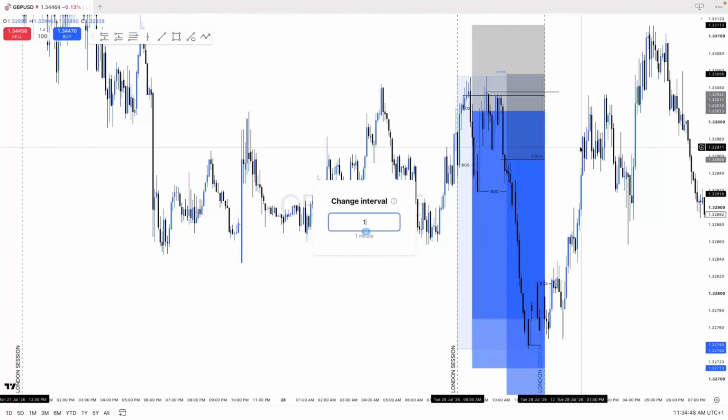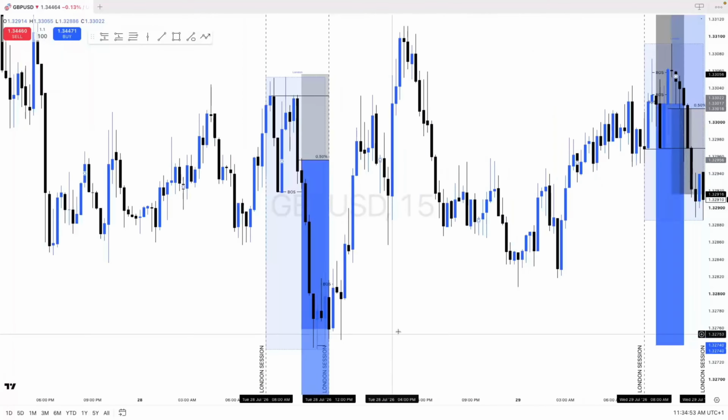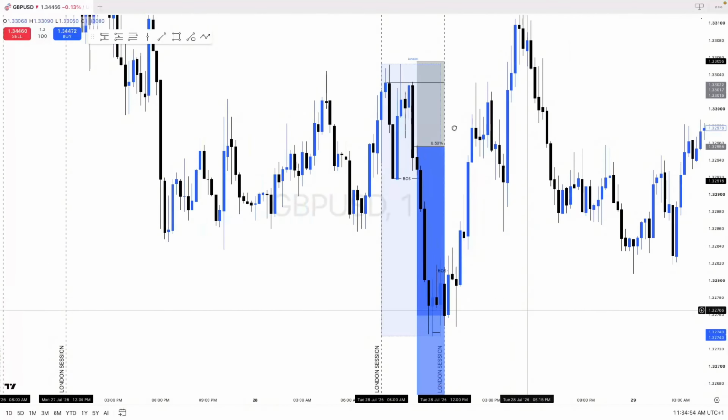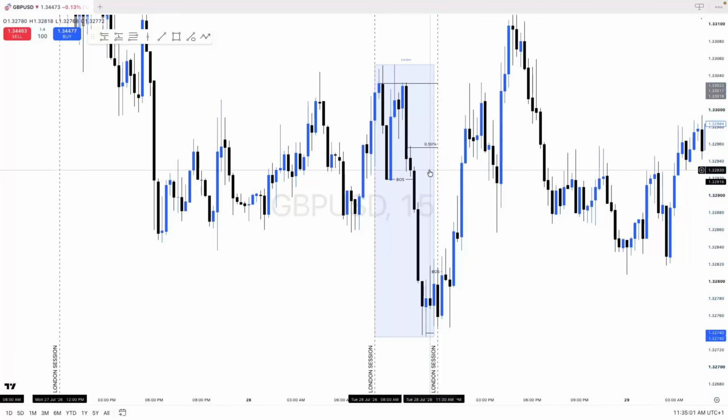Simple stuff. And then the 15 minute, I don't know if I actually caught this on the 15. Oh yeah, no. On the 15, I don't think there was an entry. I was looking for this to be broken and then retesting to 50%, but as you can see, there was no retest. So that was Tuesday.